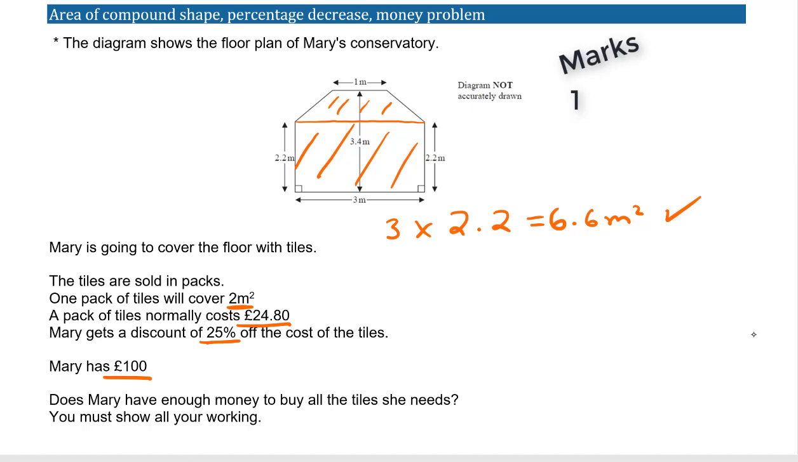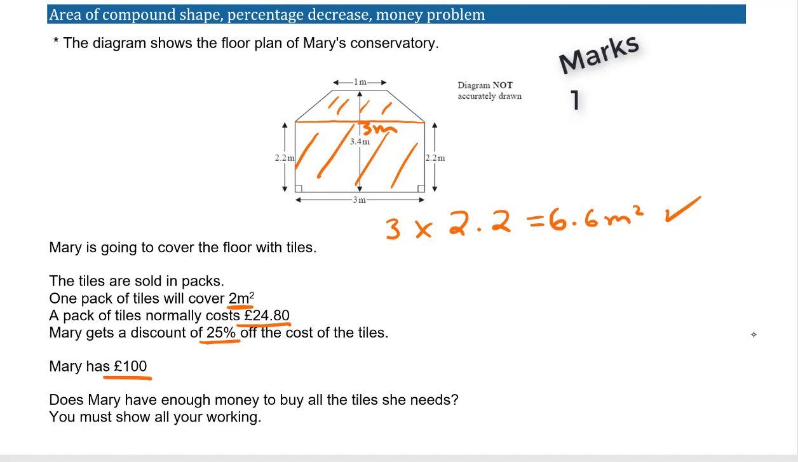So first of all, you need to identify the shapes. So we identify the rectangle and the trapezium. So let's work out what the area of the trapezium is. Before we do that, we need to work out what the lengths are, the height. So the base of the trapezium is the same as the rectangle here, so 3 meters. So we can write 3 meters here. We have the top length, which is 1 meter, and the height.